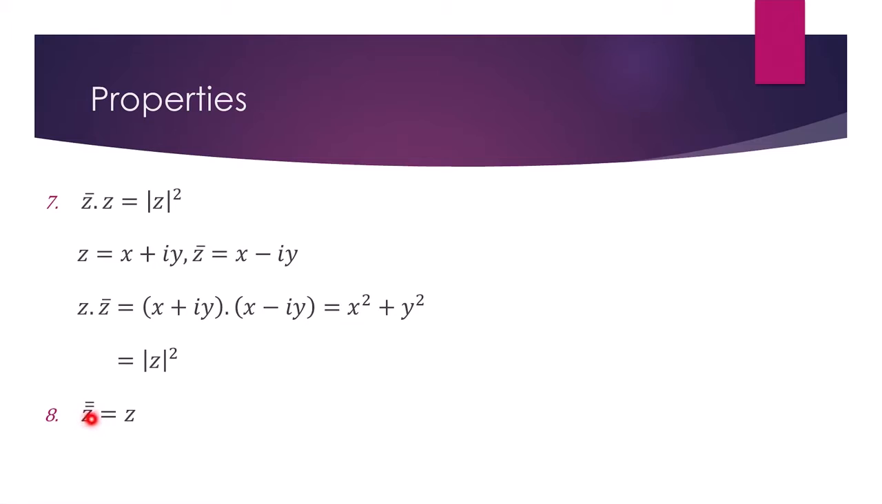And the next property is that conjugate of z bar is z itself. Okay. Write z equal to x plus iy. So z bar equal to x minus iy. Take again conjugate. Then we will get x minus i times minus y, which is same as x plus iy. The next property is that modulus of z and its conjugate are same.